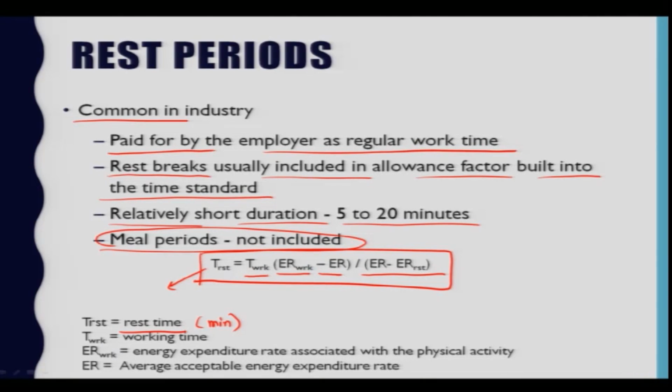T work is the working time. It indicates how much time the worker spends actually working. It's the actual working time. Another term is ER work, the energy expenditure rate associated with the physical activity, expressed in kilocalorie per minute, and ER is the average acceptable energy expenditure rate.